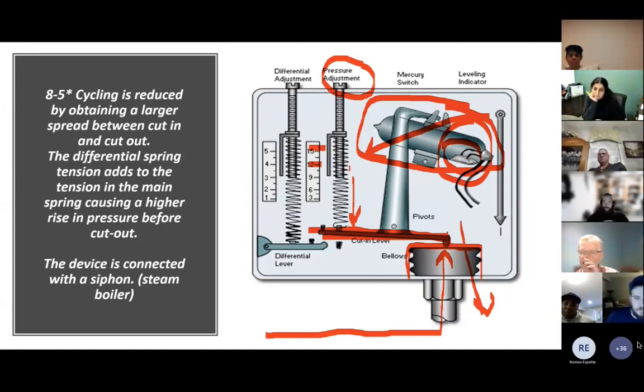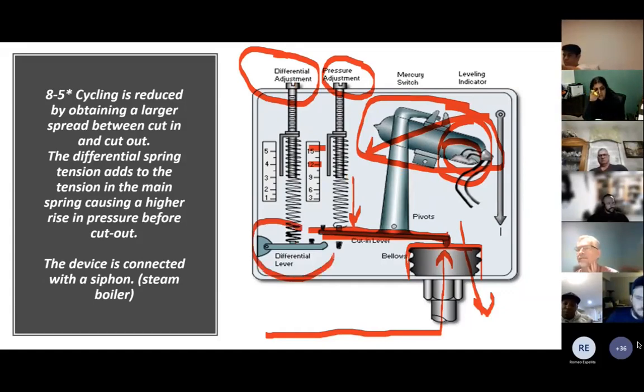When we have a device like this, without the differential adjustment, the boiler will tend to start, stop, start, stop, start, stop. It's going to start at that set pressure, then stop at that set pressure, and then start up right away. So we add something called a differential. What this does is put a difference between startup and shutdown so that we have more time not running.